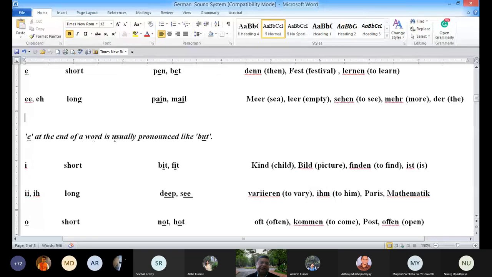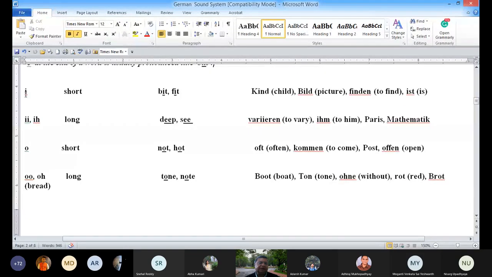E at the end of a word is usually pronounced like A. You have seen some words, like yesterday I gave danka, comma, K-O-M-M-E, comma. So danka, comma, the A sound at the end is pronounced like A. D-N-K, danka. I gave you last class. Danka means thanks. Is comma aus Kharagpur, comma, K-O-M-M-E, comma, A. So whenever E is coming at the end, it is pronounced like A. This you have to keep in mind.